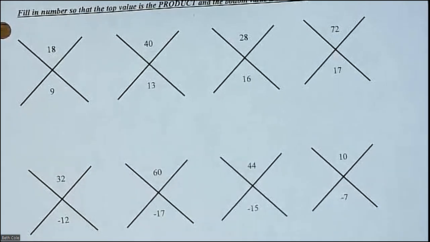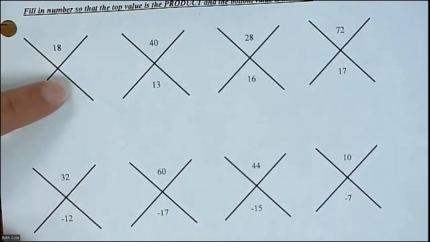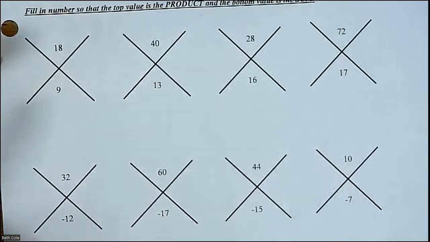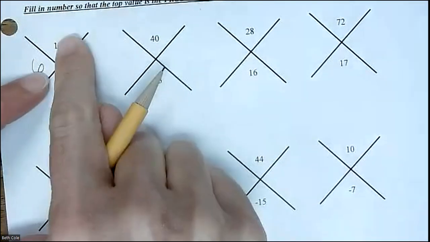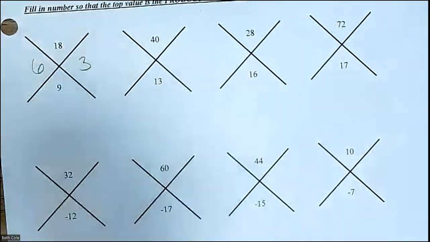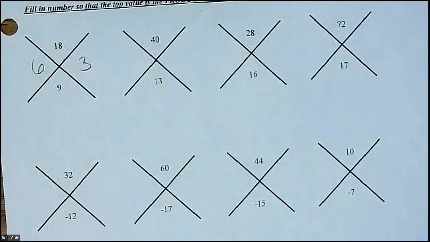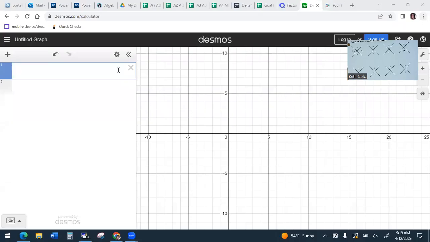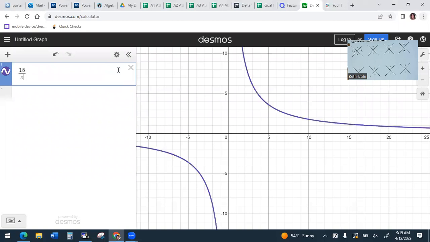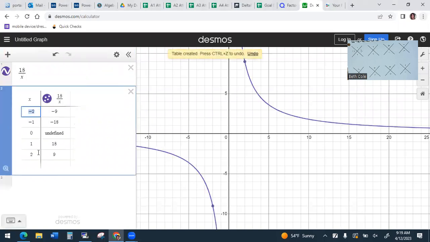You're looking for two numbers that multiply to equal the top number and add to equal the bottom number. And you can use Desmos, but if the numbers are small enough, you can kind of think your way through it. Great, good. So 6 times 3 is 18, but 6 plus 3 is 9. Let me show you how you would do that in Desmos. You would take the top number, which is 18, divide it by X, make your table, and then keep going until you get the pair that adds to 9. You see how 3 plus 6 is 9?